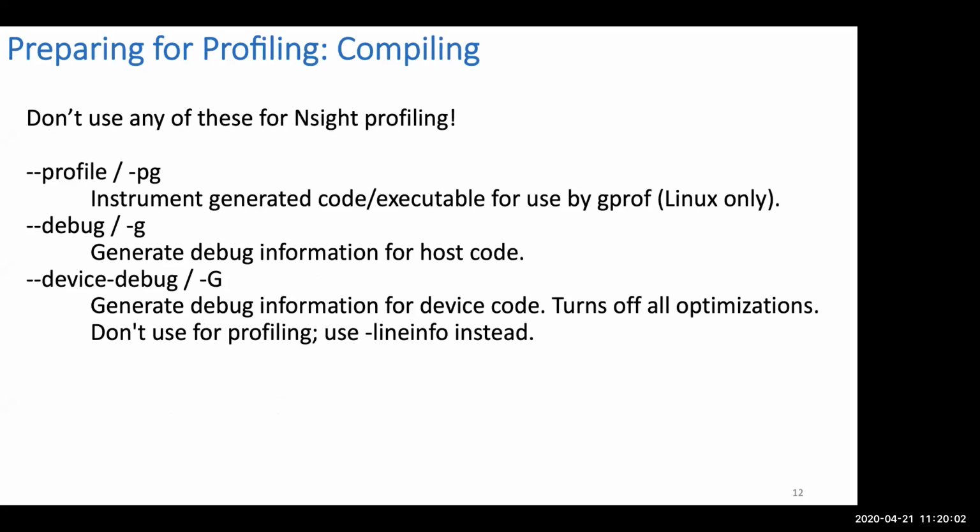There are other compilation flags that look like they might be related to Nsight profiling, but they are not. The profile flag, you want to skip that one. That's for a different kind of profiler. This debug flag is for the host code, but generally you'll want to skip this one as well. And of course, I already mentioned you want to turn off this device debug code. So that big G, you do not want to use that flag, and instead you use line info. Actually, the man page for the NVIDIA compiler tells you to use line info instead of that flag, but I'm telling you to.